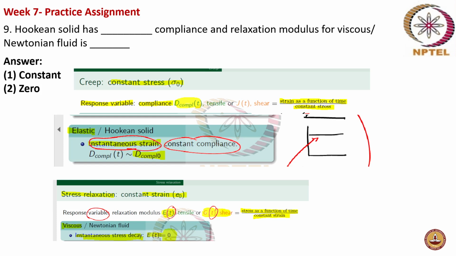So that means your relaxation modulus for a viscous or Newtonian fluid is 0, because your relaxation modulus is given by stress as a function of time divided by constant strain. And for a Newtonian fluid, since there is an instantaneous stress decay, your relaxation modulus is 0.